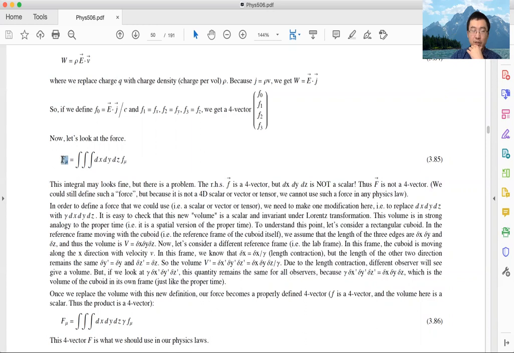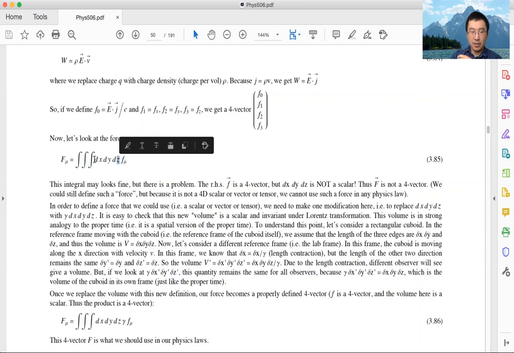Because eventually we want a force which is a 4D vector. Force density, we already know, is a 4D vector. This integral cannot give me a 4D force. Force density is a 4D vector.